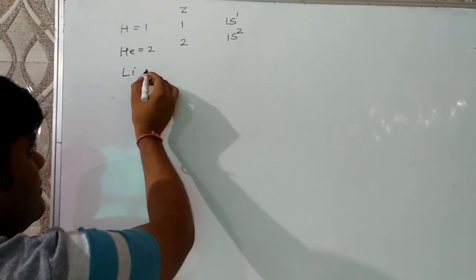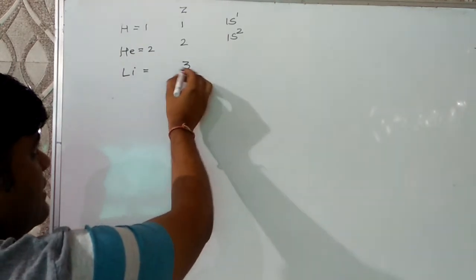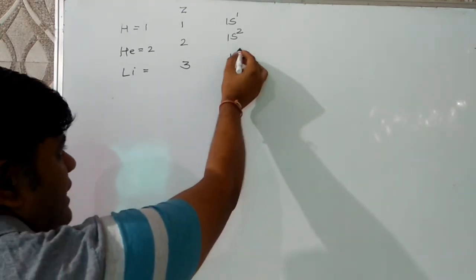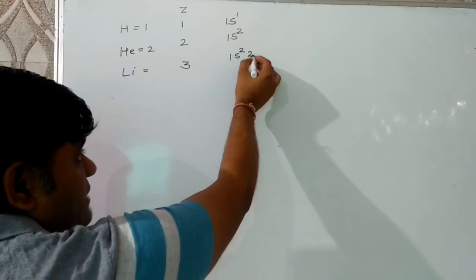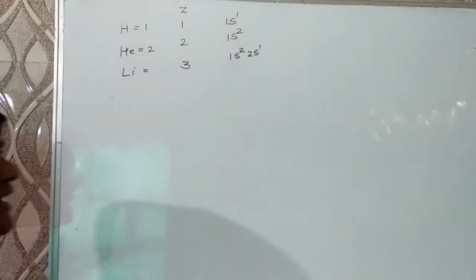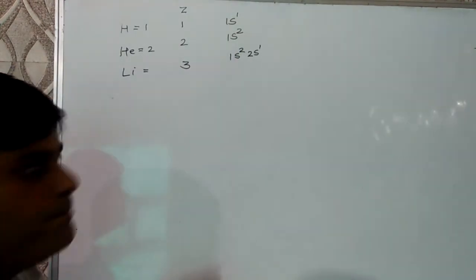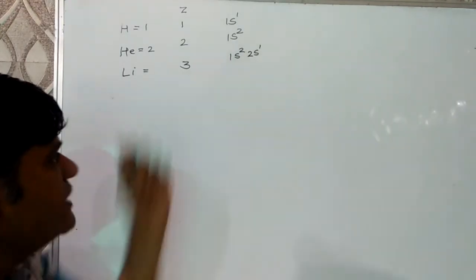Next one is lithium. Atomic number is 3. So configuration will be 1s2. This subcell is completely filled. Then we have to write down the next one, 2s1. It will be 1s2, 2s1.